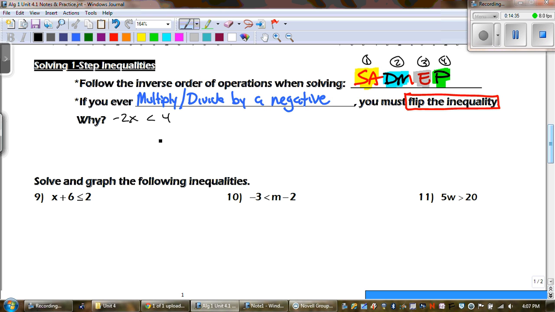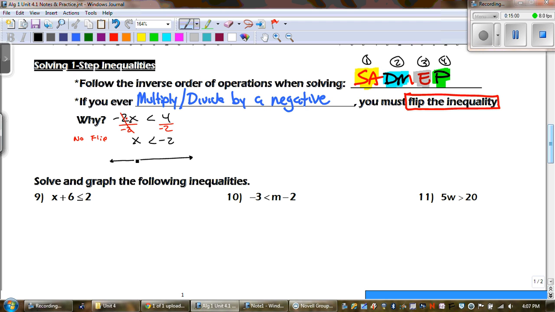-2x is less than 4. Well, if you were to solve this, you have division, or you have multiplication. To get rid of multiplication, we divide. Be like, I'm not going to flip it. So I'm just going to write here, no flip, because we didn't flip it. And we get x is less than -2. Okay.